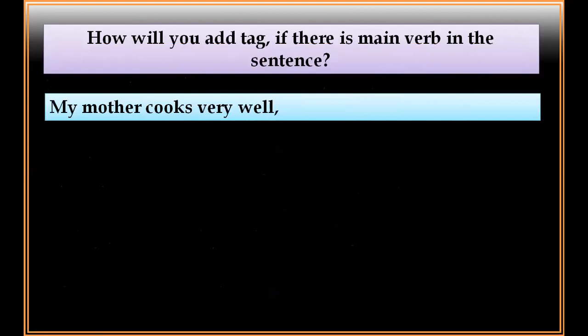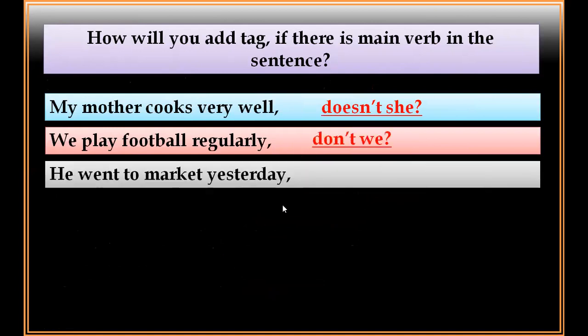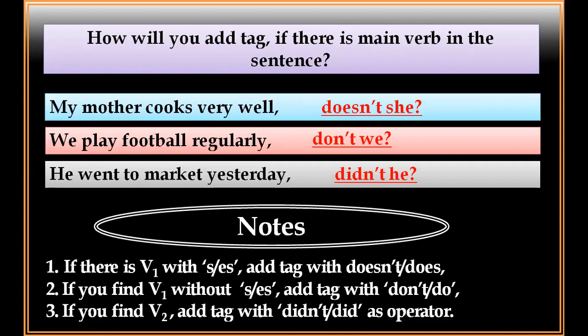My mother cooks very well. Your main verb is cooks. As it is s or es, that's why does will be here. Doesn't she? Your mother is the subject. Now, we play football regularly. Your main verb is play. As there is no s or es, we will bring here do. Don't we? Now, he went to market yesterday. The main verb is went. As it is past form, didn't he?